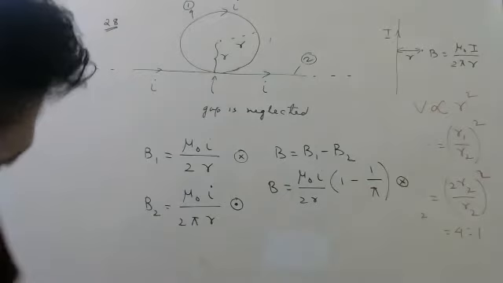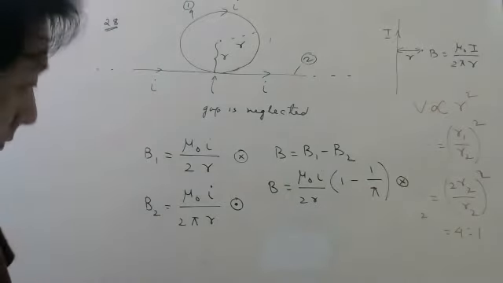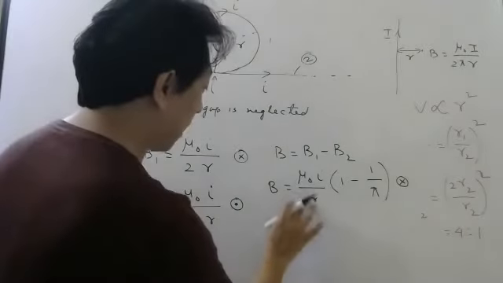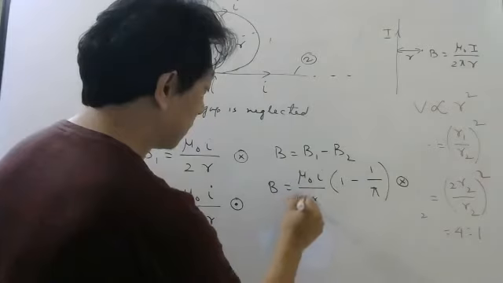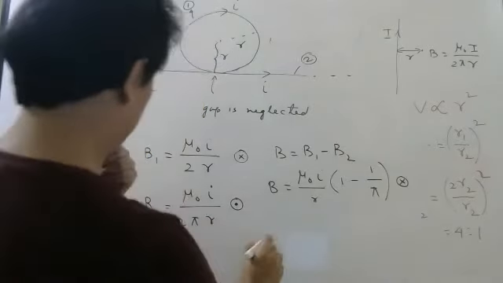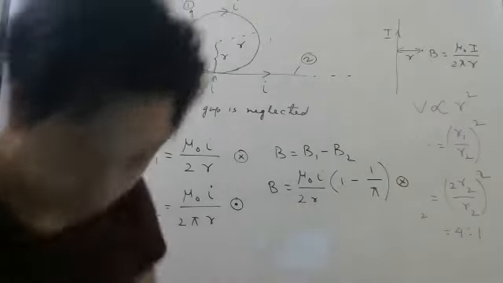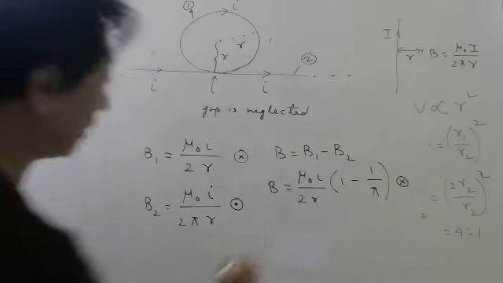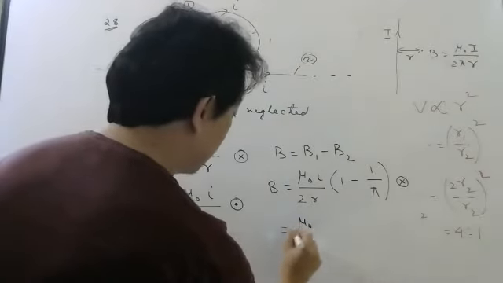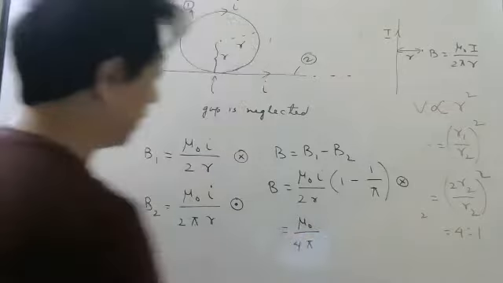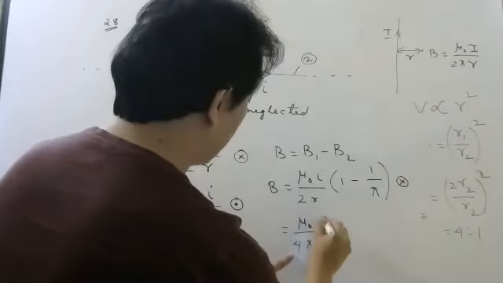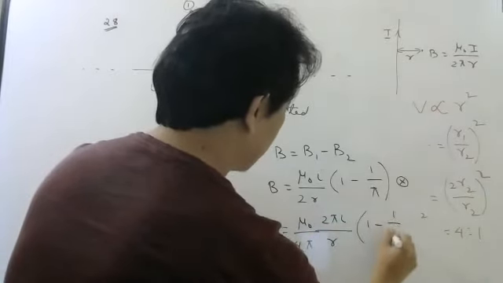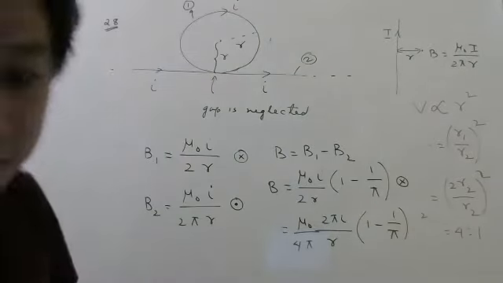Which option? Okay, they are writing in terms of mu naught by 4 pi. So if you write here 4 pi, answer was mu naught I by 2R, right? Okay, to write in terms of the option, they are writing this way. Mu naught by 4 pi. If I write here mu naught by 4 pi, I have to write here 2 pi I divided by R. Correct now, students? Yes or no?